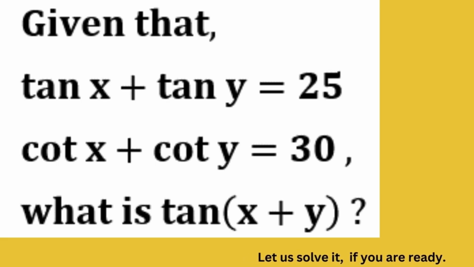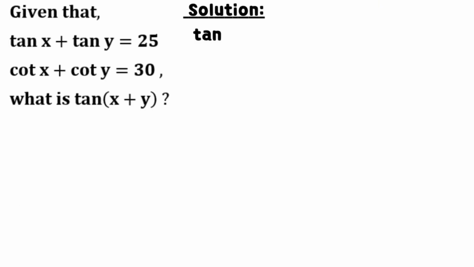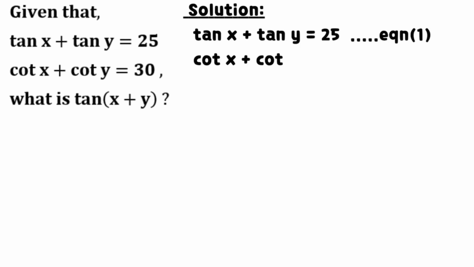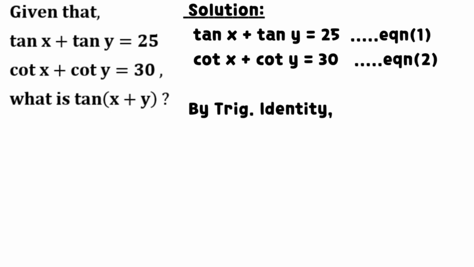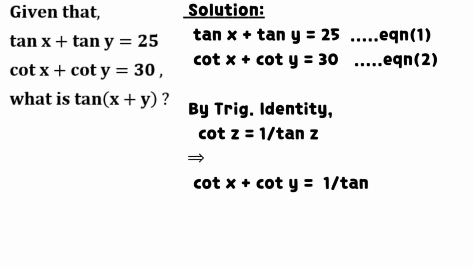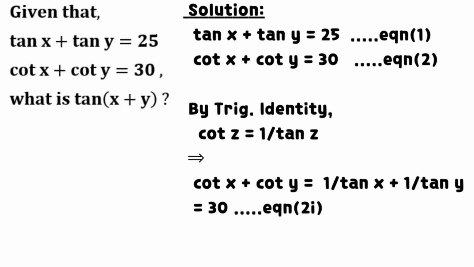Required to find the value of tan of the sum of x and y from the trigonometric equations. Let the sum of tan x and tan y equals 25 be equation 1 and the sum of cot x and cot y equals 30 be equation 2. It implies that the sum of cot x and cot y equals the sum of 1 over tan x and 1 over tan y, which equals 30. We call it equation 2I.